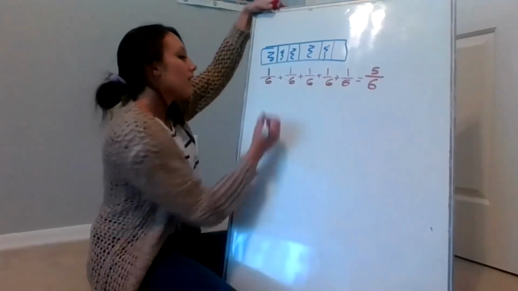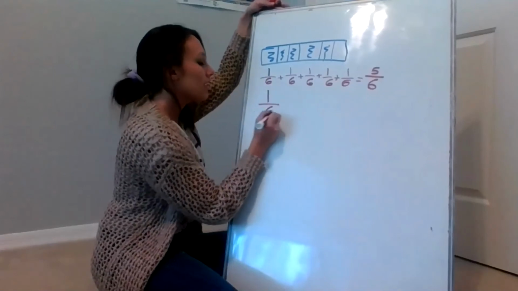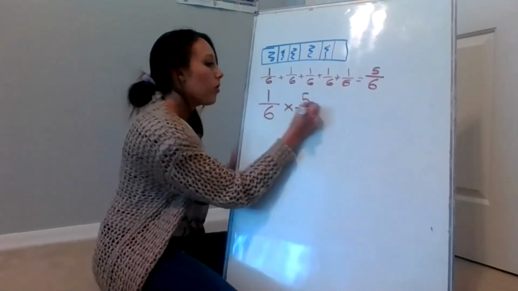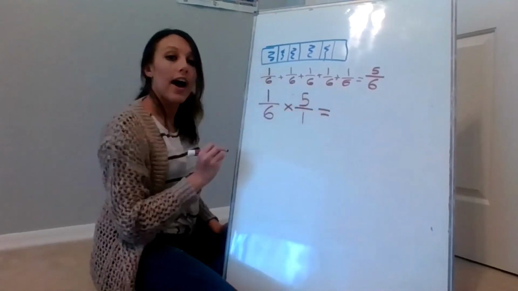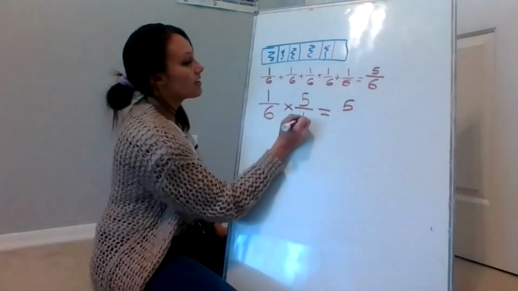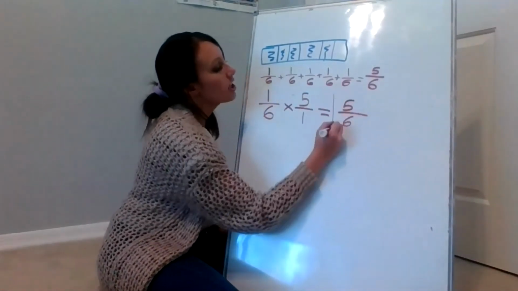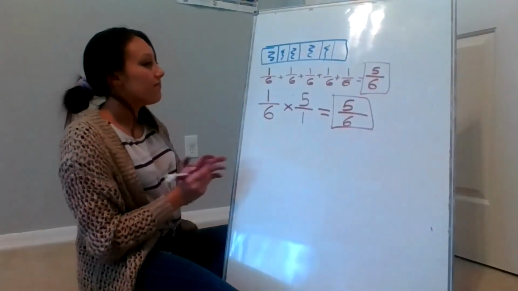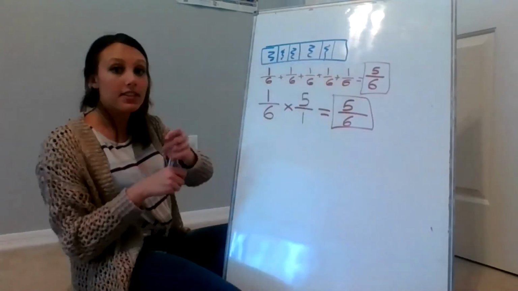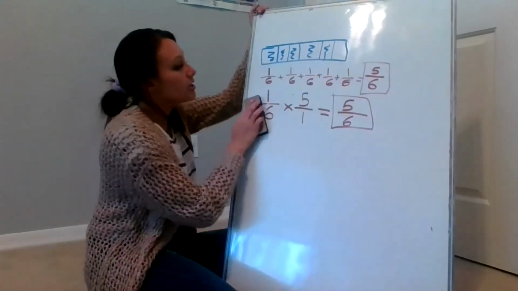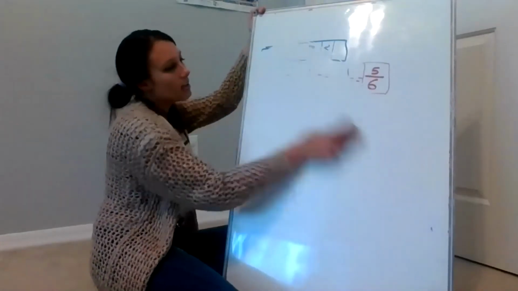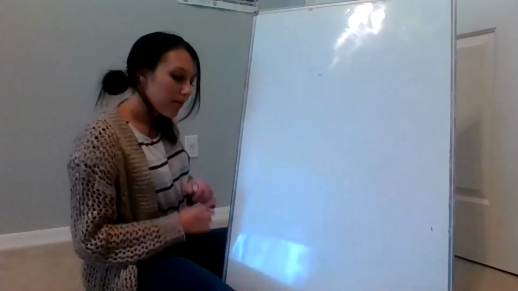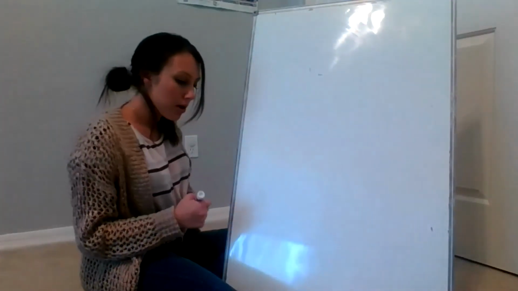So what if I did 1/6 multiplied by 5, which is essentially 5/1. What's 1 times 5? It's 5. What's 6 times 1? 6. Look at that. Our answer is the same whether we add or multiply our equation. So we have 5/6 and 5/6. So that just shows the similarities between when we're adding fractions together versus if we wanted to change it into multiplication.